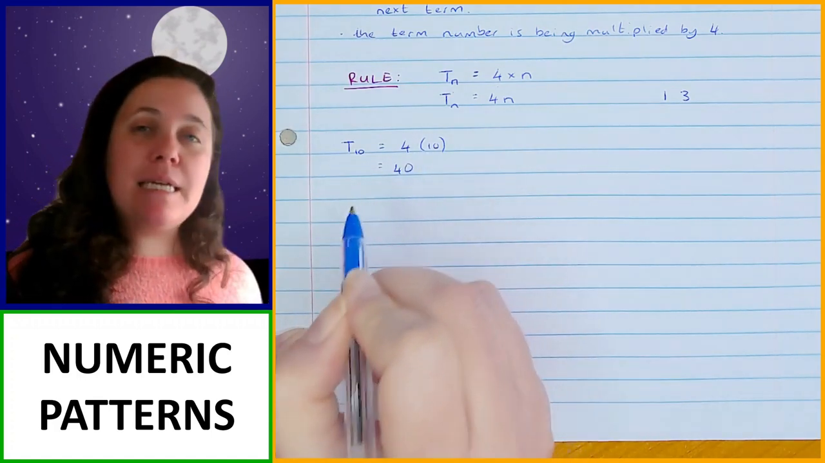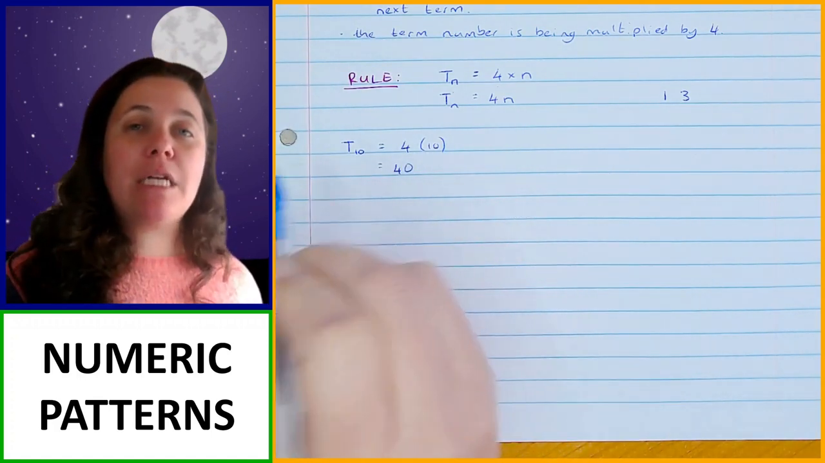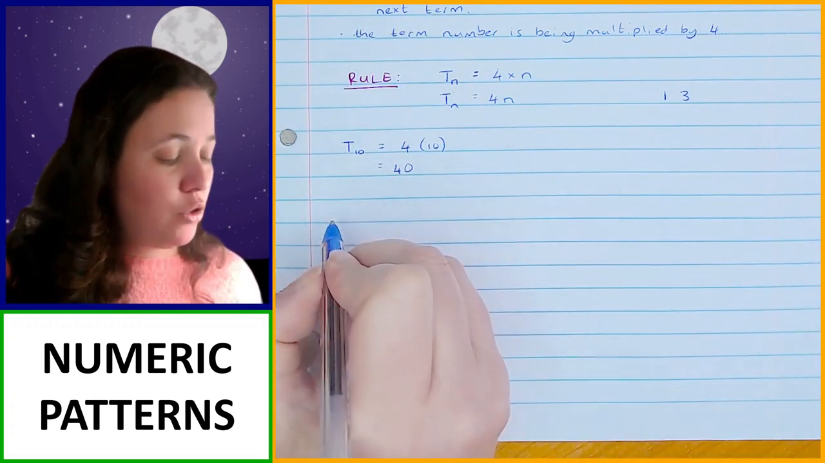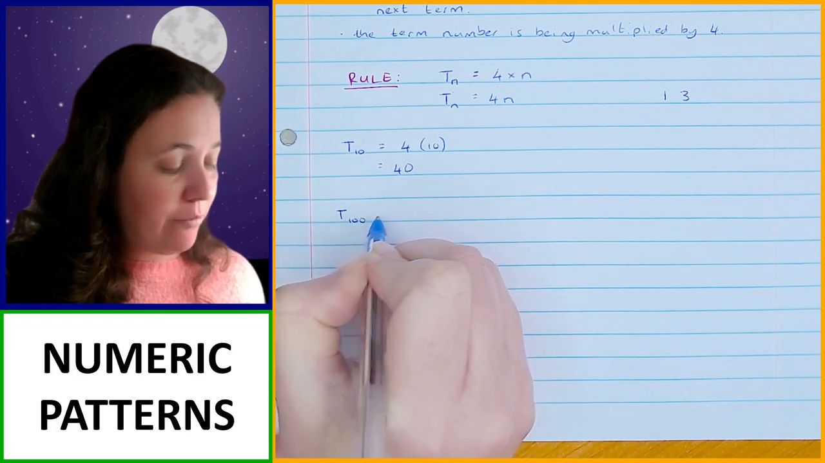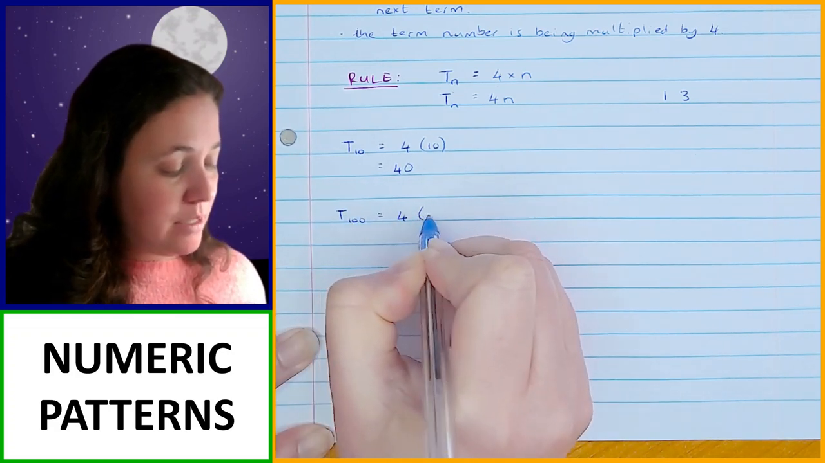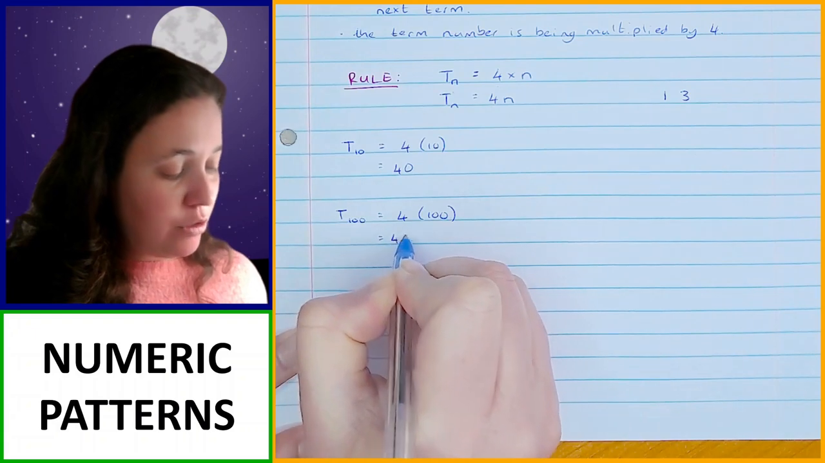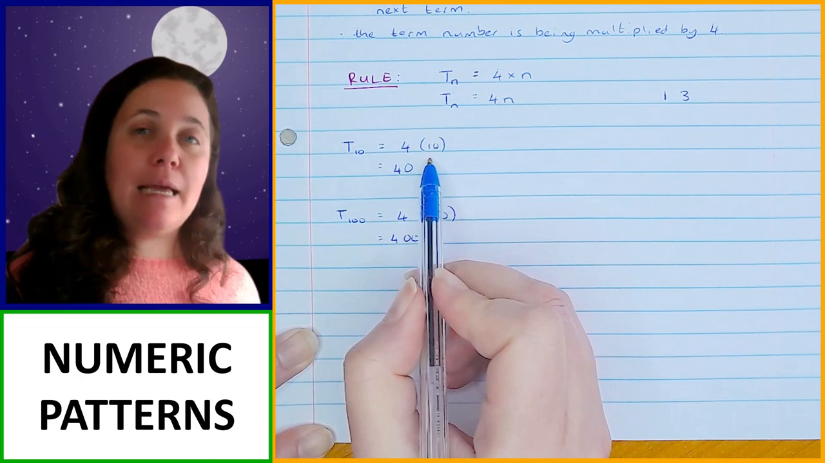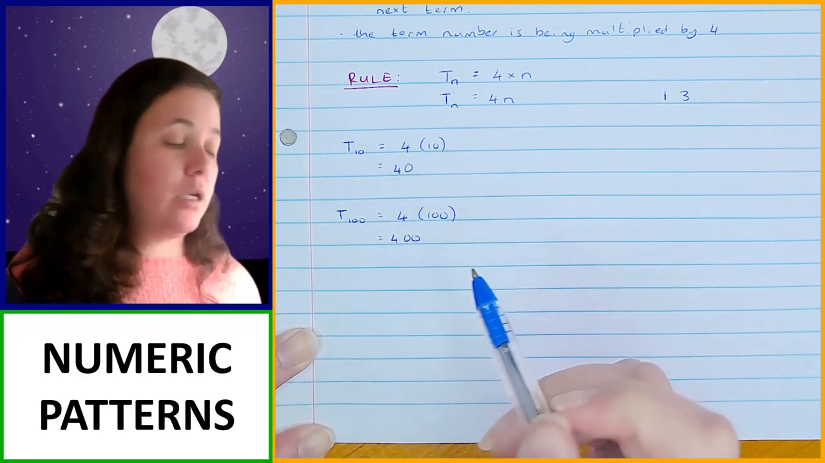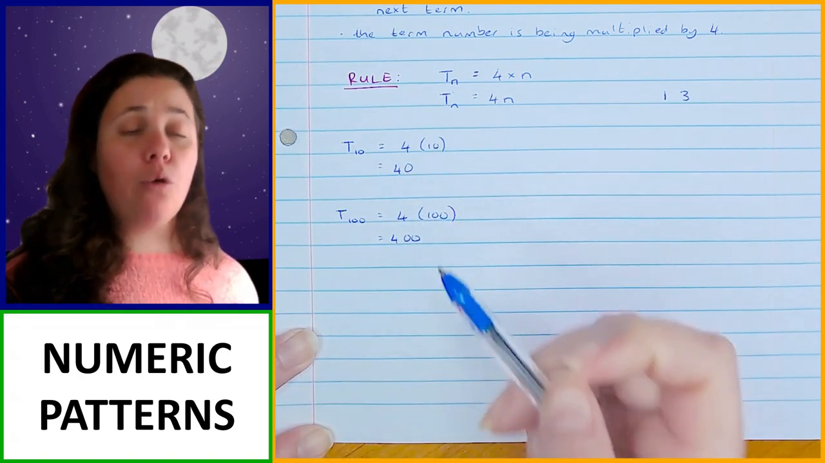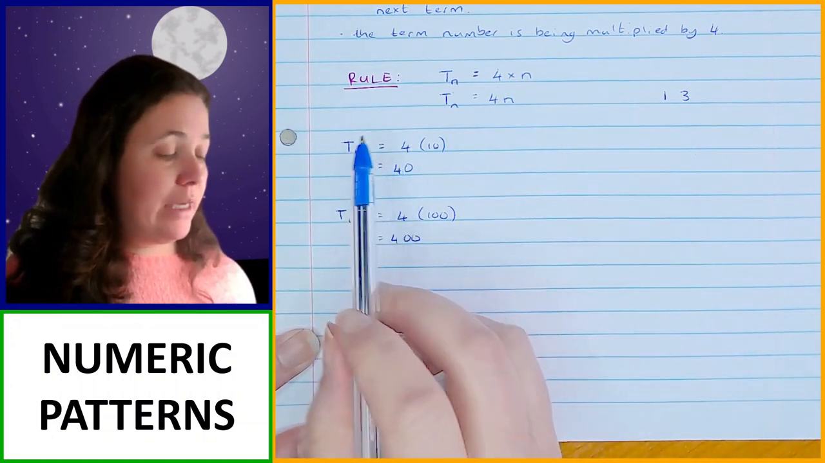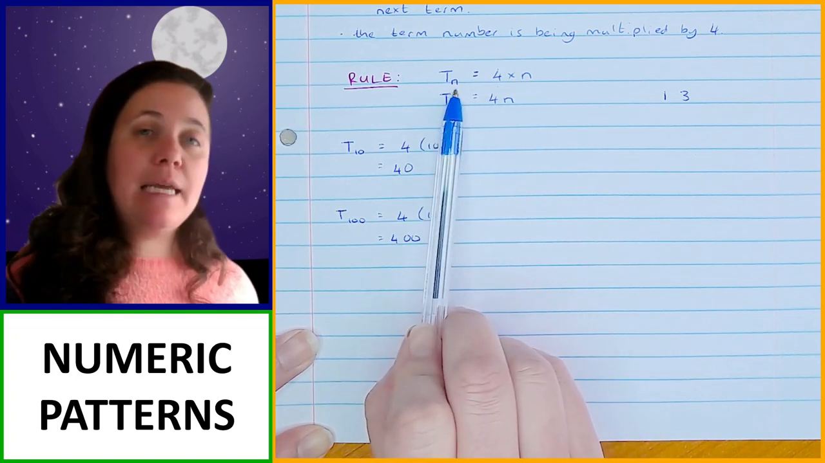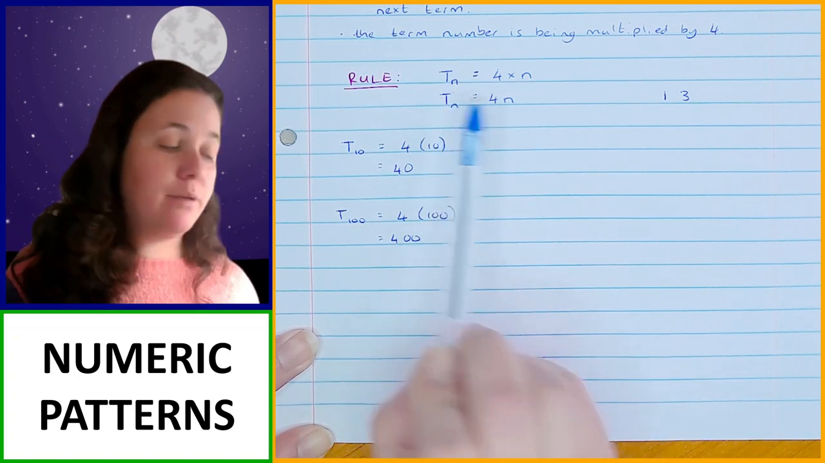So now I know that my 10th term would be 40 without having to do all that counting to get to it. I can work that out like that. I can also work out any other term. I can work out the 100th term if I want to by saying 4 times 100, and that gives me 400. So I can work out any term by using my rule and replacing the n with the term number that I want to work out. So in my rule over here, the n is the term number. Okay, over here, tn is the term at that position.